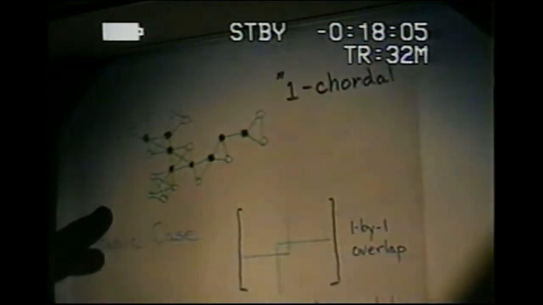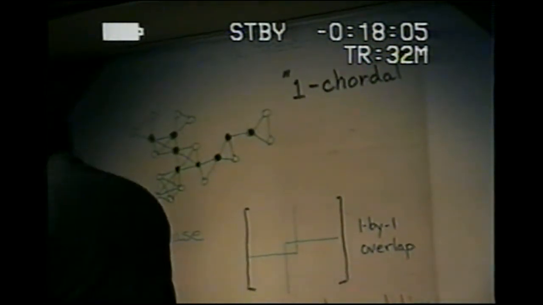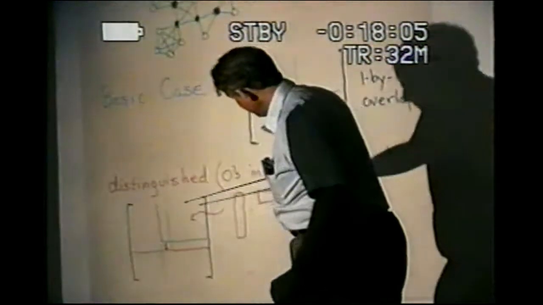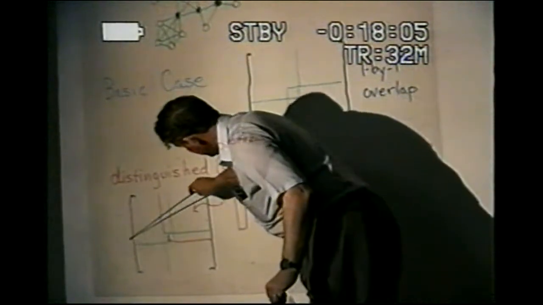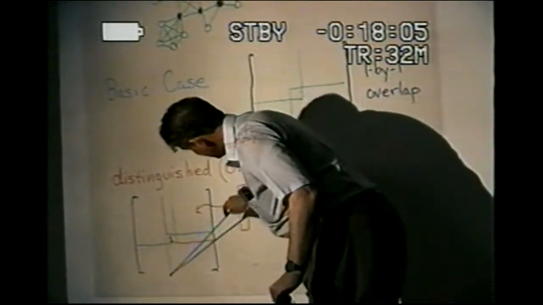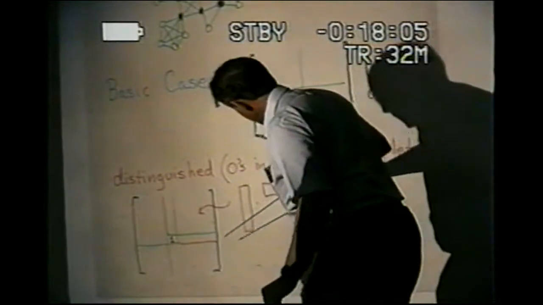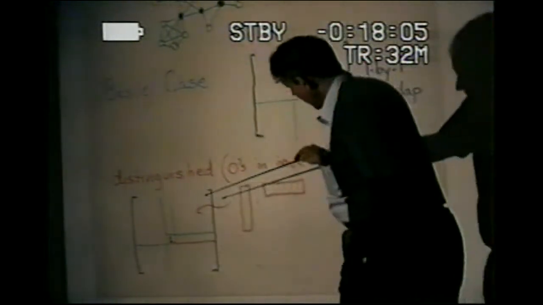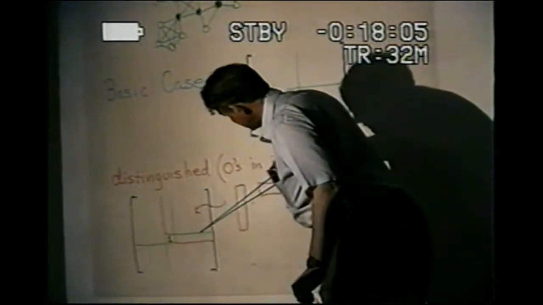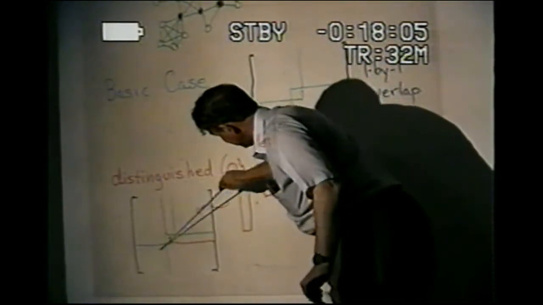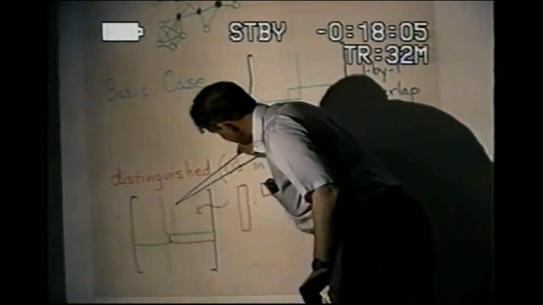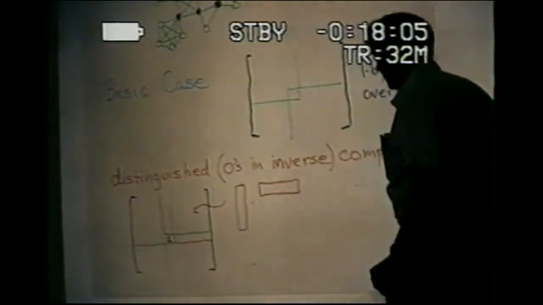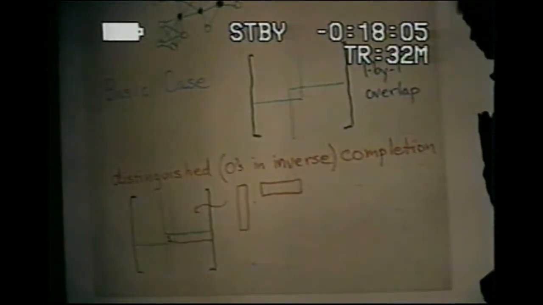So why did I worry about all of this? Well, suppose I have now an inverse N matrix here and an inverse N matrix here, and I write down this zeros in the inverse completion. Well, I will then have an entry-wise non-negative matrix, because this is non-negative, this is non-negative, and since I've got an outer product here, this will be non-negative and this will be non-negative. So I have an entry-wise non-negative matrix.